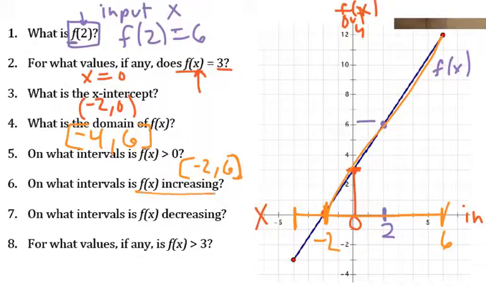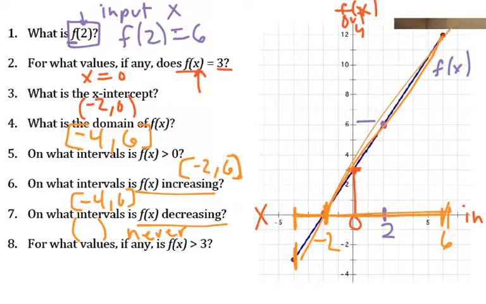On what intervals is it increasing? When is it decreasing? Well, it's never decreasing, it's always increasing. So decreasing would be the empty set, or never. Increasing would be the same as the domain, from -4 to 6. We start here where x is -4. As we go to 6, it's increasing the whole time.